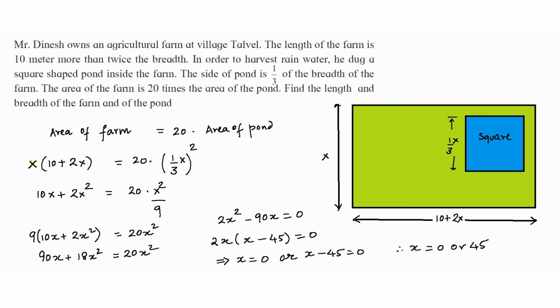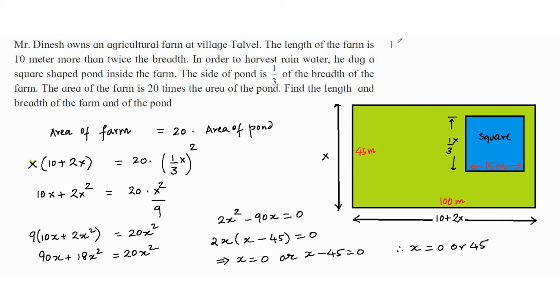Therefore, the length of the farm is going to be 10 plus 2 times x. 2 times 45 is 90, 10 plus 90 is 100 meters. The breadth of the farm is x, which is 45 meters. And the side of the pond is 1/3 of x, which is 1/3 of 45, that is 15 meters. So these are the dimensions of the given farm as well as pond.